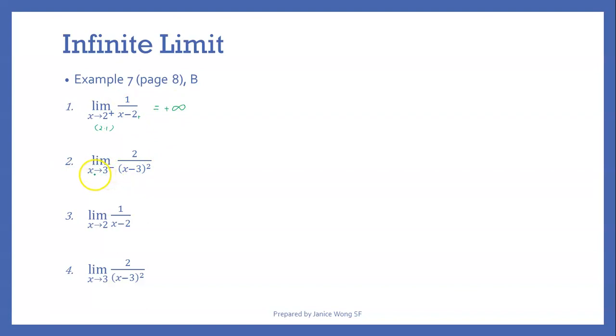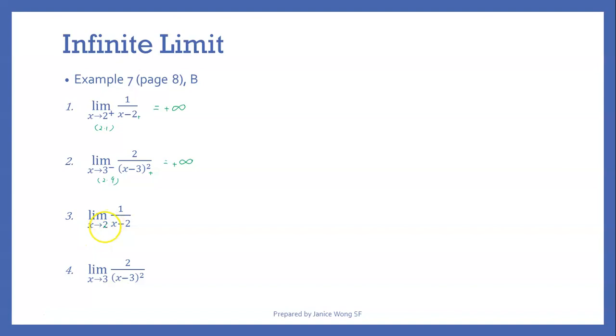Number 2, x approaching 3 negative. Let's substitute 3 directly. 2 over (3 minus x) square. Something over 0. One-sided limit, right? For something over 0 case of one-sided limit, the answer must be related to infinity. Is it positive or negative? Let's check the sign. Take 2.9. 3 negative means slightly less than 3. 2.9 minus 3, it is negative. Being squared, positive. Positive over positive, so positive infinity.